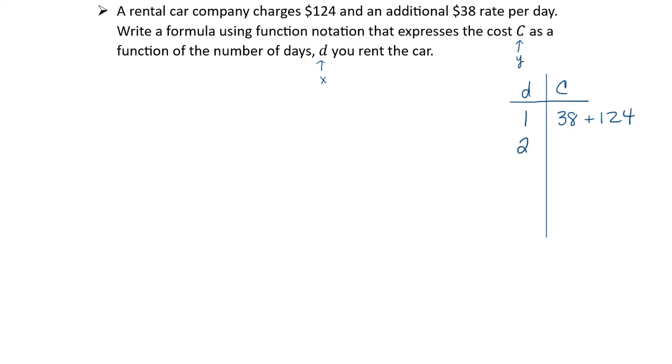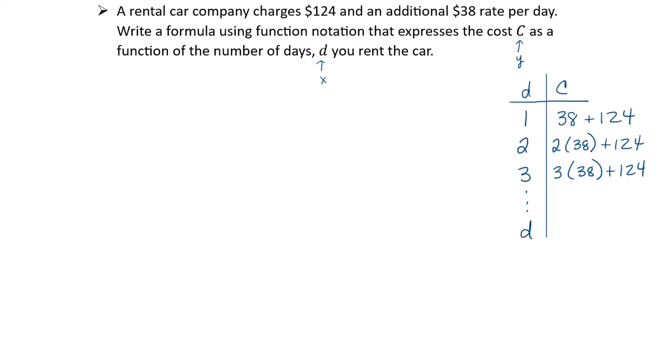How about we rent it for 2 days? Well, the $38 is the daily rate, so now we're going to have to pay 2 of those $38 and the $124 just for renting the car. All right, how about 3 days? We're going to pay 3 of those $38 charges and the $124 again. Okay, so we can detect we have a pattern here.